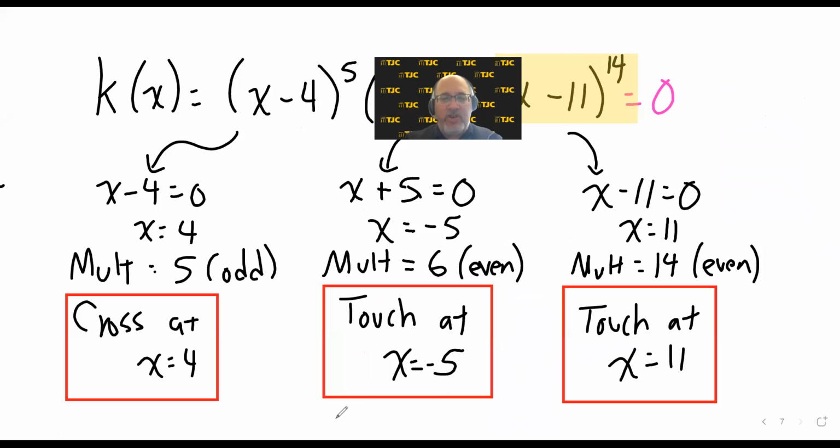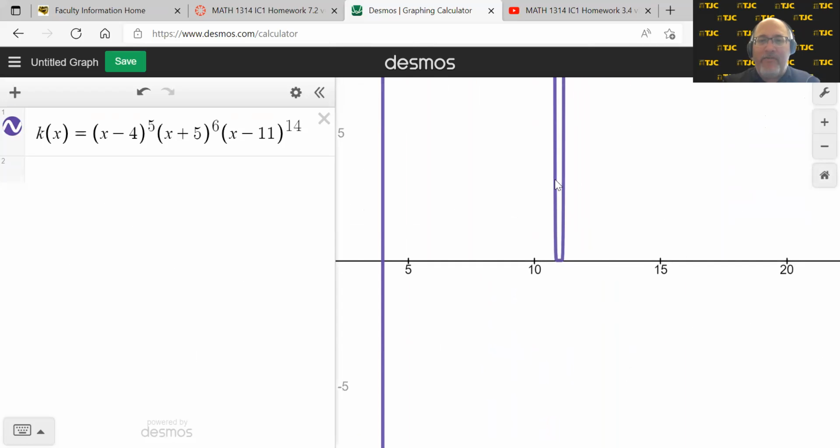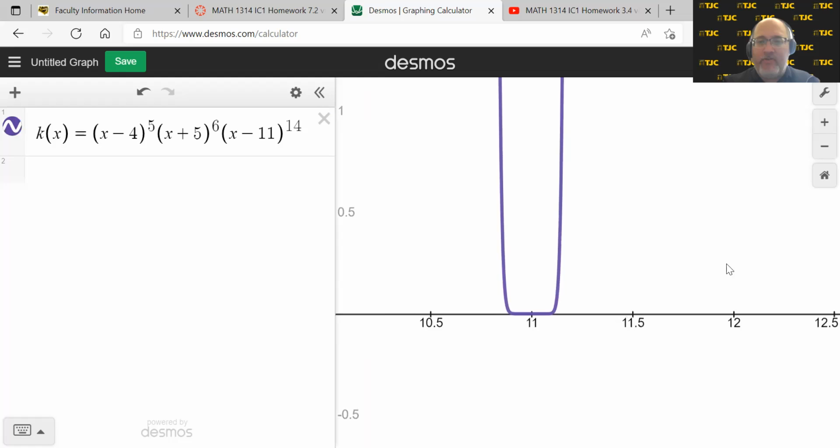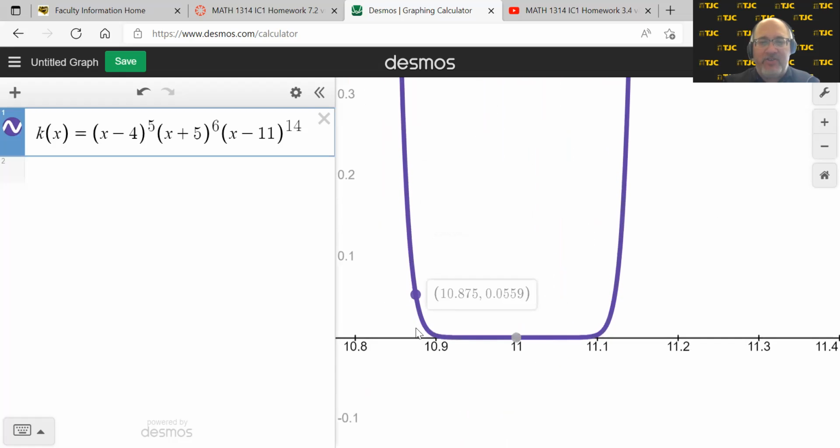So we're going to check out 11. Let's go back to the home view and scroll over here to 11. It's a little more evident here that it touches and turns. We'll zoom in just a little bit to capture some of the curvature. Higher powers make for flatter graphs. It's so flat here. It's not really horizontal, it just looks that way, because the power of it is so ridiculously high. But we do touch the x-axis and turn at x = 11 as we predicted.